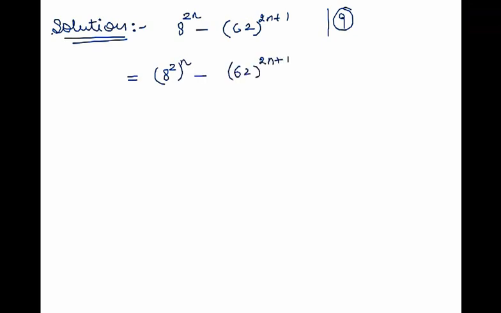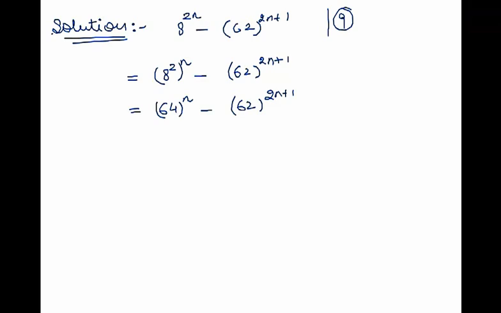The given expression is 8^(2n) minus 62^(2n+1), and we need to divide this expression by 9 and check what will be the remainder left. So we will simplify this given expression. That will be (8 square) to the power n minus 62^(2n+1), and we know that 8 square is nothing but 64, so its power is n, and here we have 62^(2n+1).